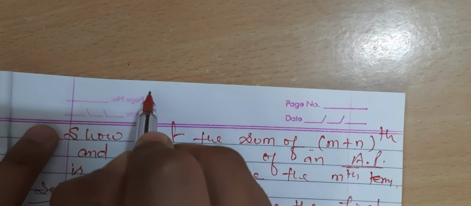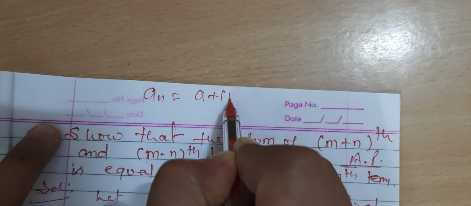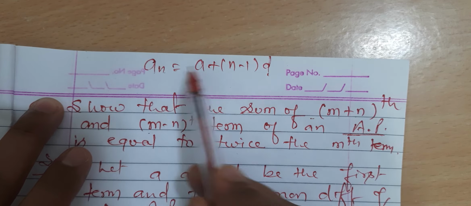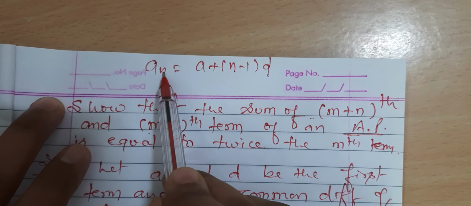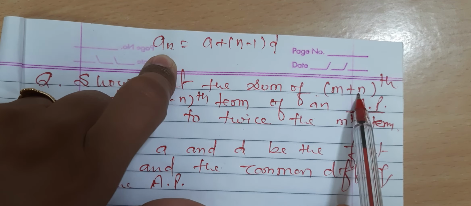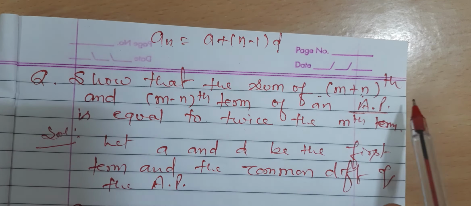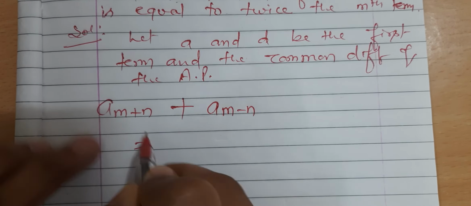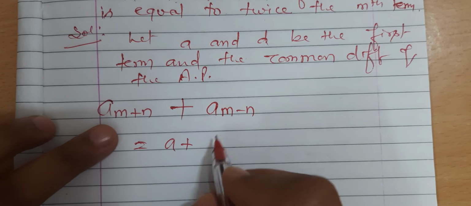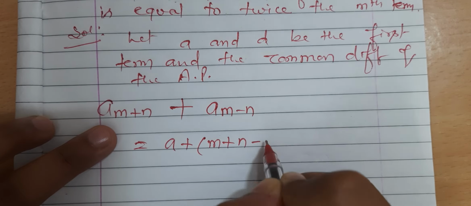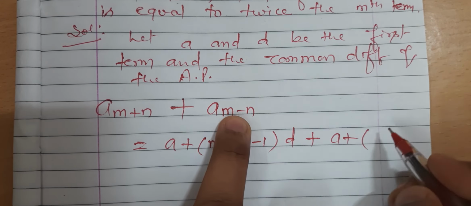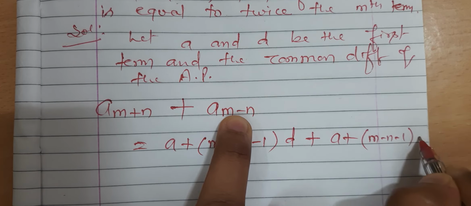So we will use that general term formula, an is equal to a plus n minus 1 multiplied by d. For nth term we will write n, for mth term we will replace this n by m, and for m plus nth term we will replace this n with m plus n, and for m minus n we just replace. Okay, that's it. So this will be equal to a plus m plus n minus 1 multiplied by d, plus a plus m minus n minus 1 multiplied by d.